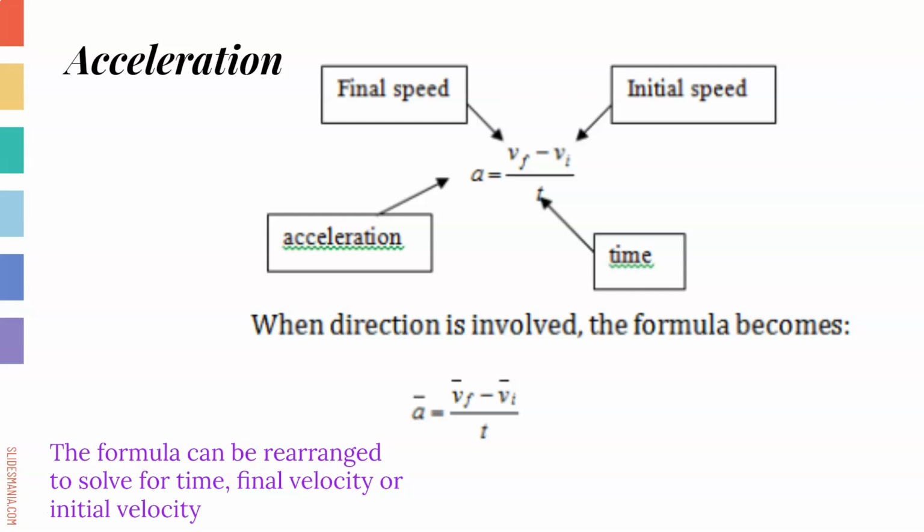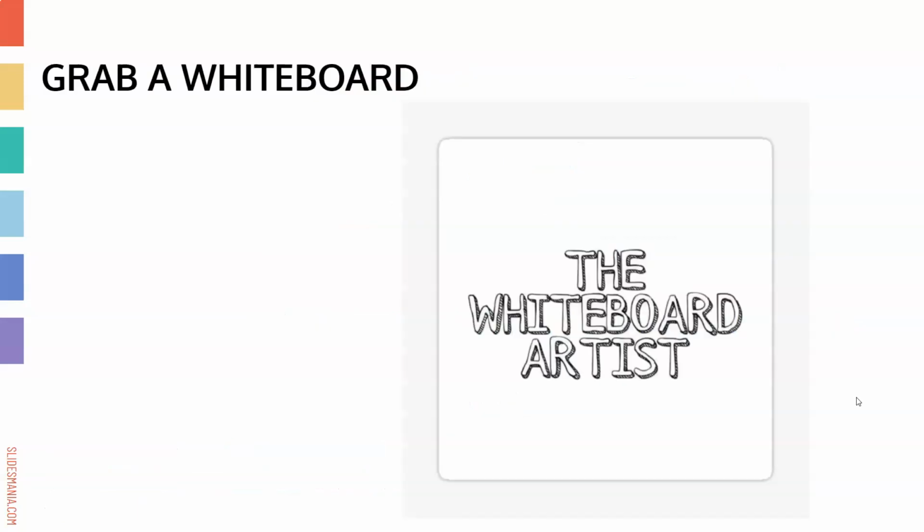Now, if you do not have a final velocity or an initial velocity, you can just use the velocity within the formula. So if you're given one velocity, you can do velocity divided by time. If you're given two velocities, you're going to look at the final minus the initial divided by time. So let's take a moment to do a couple practice questions and look at a few.